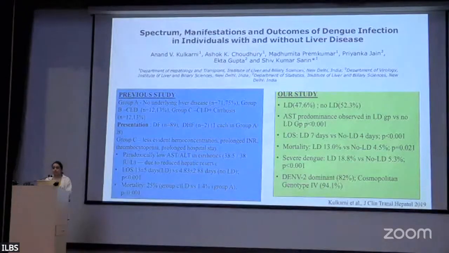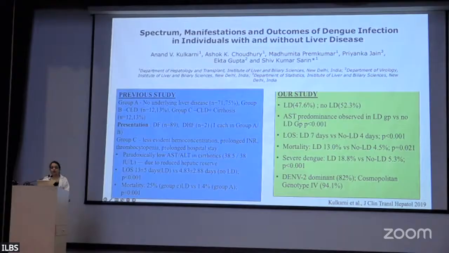Now we tried to compare the dengue infection in liver and no liver disease, and we found only one paper from ILBS by Dr. Kulkarni. In their study, they divided the patients into three groups: Group A with no underlying disease, Group B with chronic liver disease, and Group C with CLD plus cirrhosis.